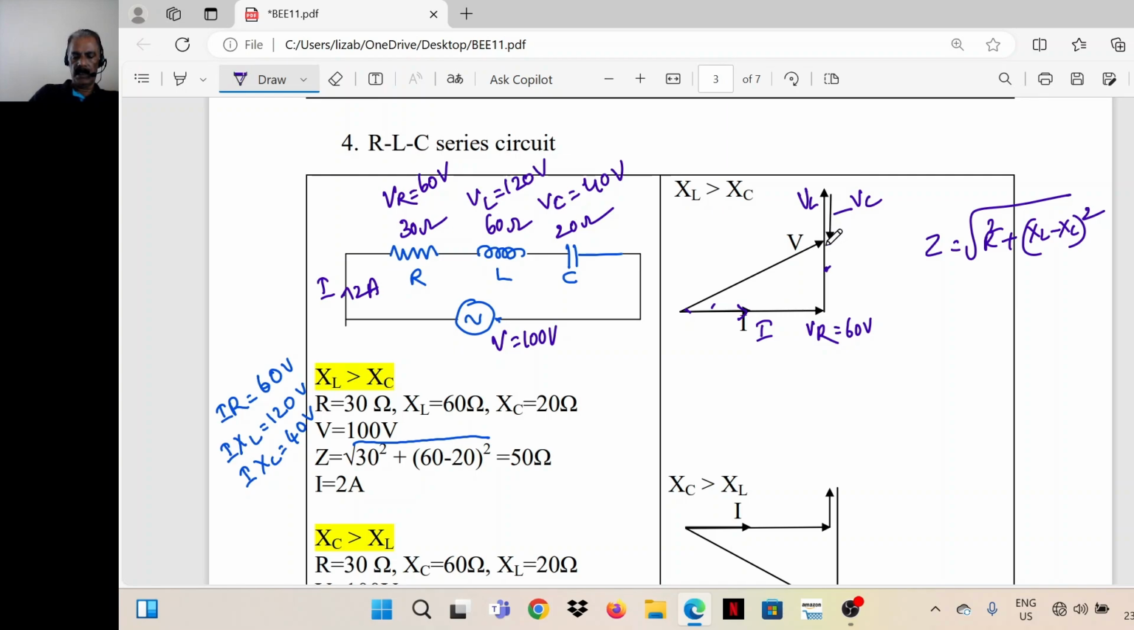So we get this is the resultant, from O to this point, and mark the points A, B, C. So OA is equal to VR, then AC is equal to VL, and CB is equal to VC. OA plus AC, and CB is in the opposite direction. So this is the resultant. From O to this point, that is the resultant phasor, that is V.